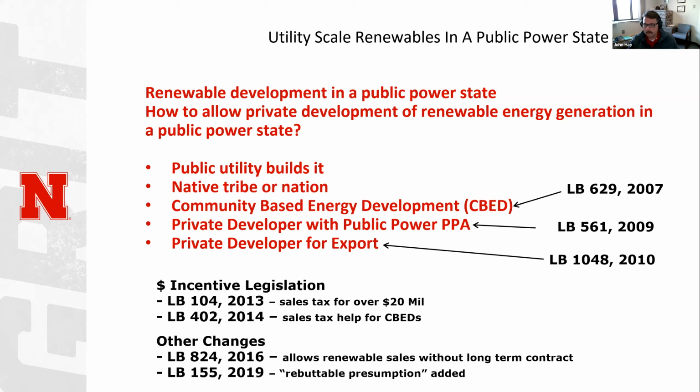Some other ones here. I've got to move this so I can see my whole screen. Sorry. But there were some other changes in 2016. They were able to allow renewable sales without a long-term contract. Prior to 2016, the renewable had to have a power purchase agreement, a long-term contract, to be able to build in Nebraska. Now they're allowed to play more on the spot market if they want to take that risk. And then this most recent change has to do with eminent domain, and I'll cover that in another slide.